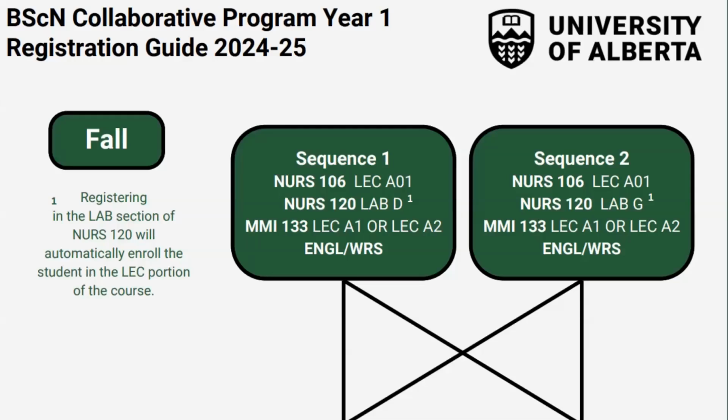Here is an example of your program guide. This is going to be the program guide for the Bachelor of Science Collaborative program, and you can see that there are two separate sequences. The sequences relate solely to what sections of classes you'll be in. In this case, for fall 2024, you can see that the only difference between sequence 1 and sequence 2 is what lab you're in for Nursing 120. In this case, lab D and any D variations will be sequence 1, and any variations of lab G will be sequence 2.